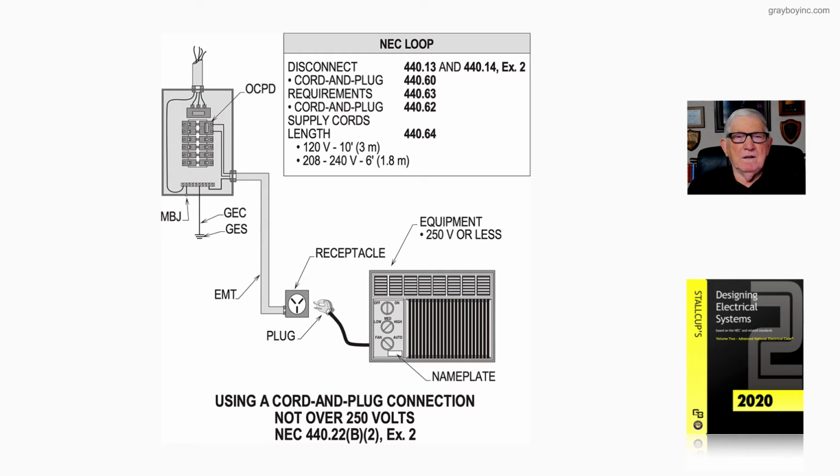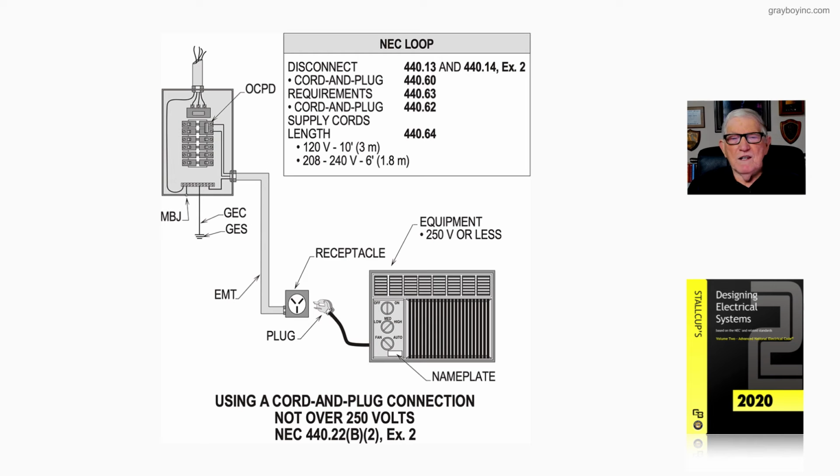440.63. Your cord and plug supply lengths in 440.64. 120 volt cord, you could have up to 10 foot from the air conditioner to plug into a unit. The 208 through 240 though is only 6 foot. So this information is very important.